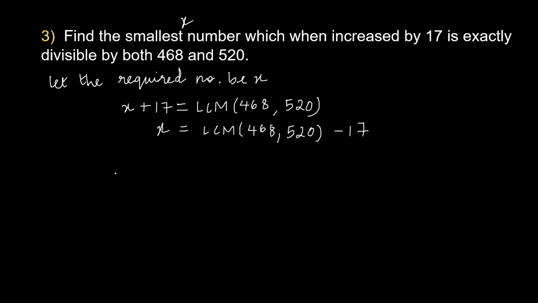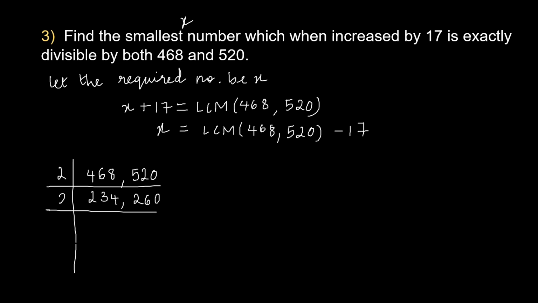So let's first find the LCM of 468 and 520. Dividing by 2: 2 2s are 4, 2 3s are 6, 2 4s are 8, 2 2s are 4, carry 1, 2 6s are 12, and 0. Again 2 1s are 2, 2 1s are 2, carry 1, 2 7s are 14, 2 1s are 2, 2 3s are 6, and 0.